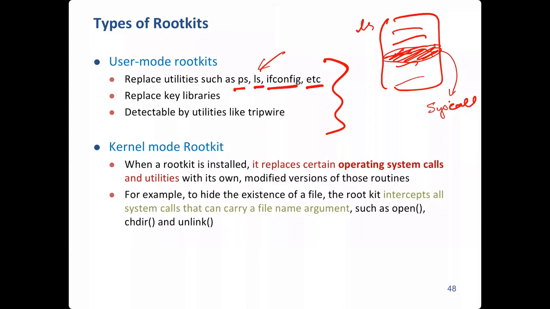Okay, now a kernel mode rootkit is inside the kernel, right? So when a syscall comes, it can look at it. Actually, before the kernel process does something, it can intercept that and do something. So it can intercept all system calls that carry a file name or argument, such as open, change directory, unlink, etc., and do something.